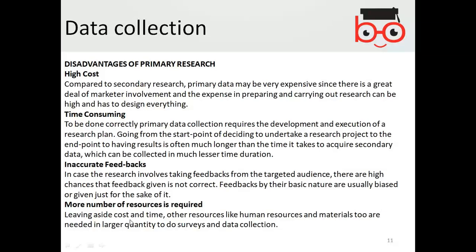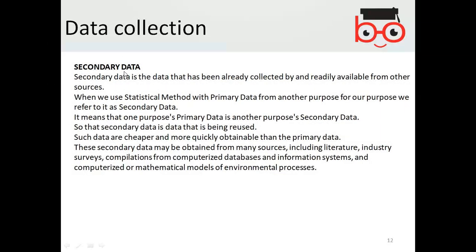More resources are required. Obviously, you are doing the research by yourself. Now, we come to the secondary data.